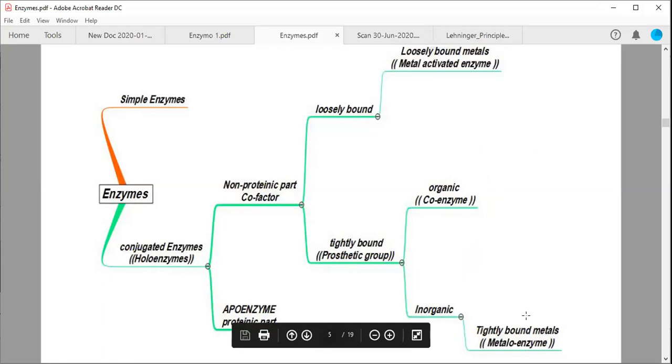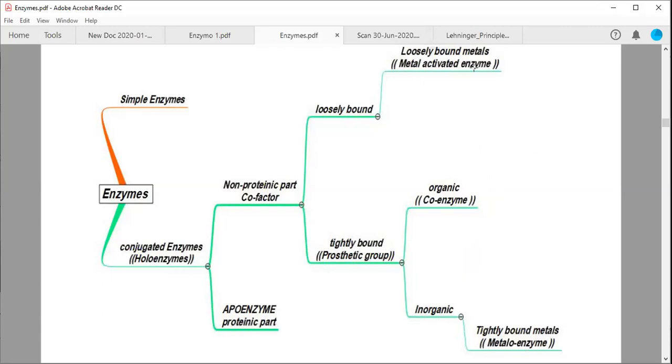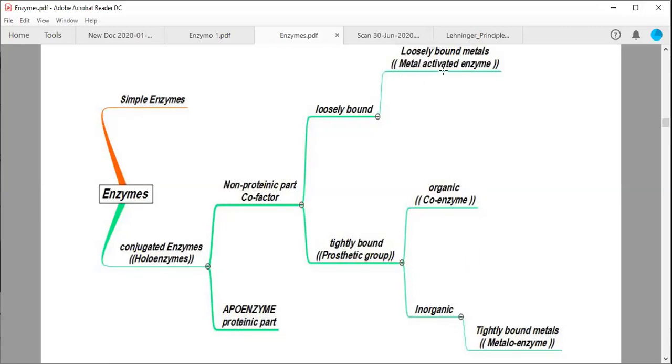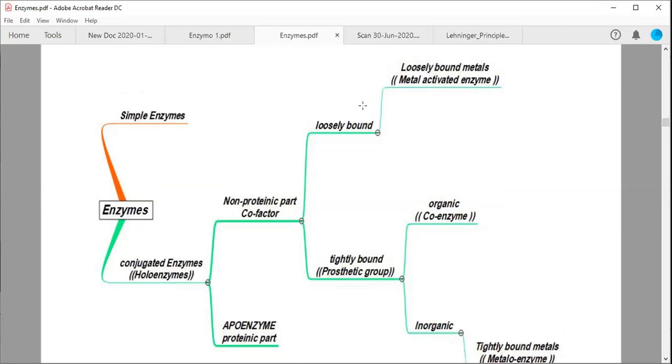And there is another category in which these are loosely bound. So these same metal ions, metal activated enzymes, are loosely bound generally. So the metalloenzymes are the kind of enzymes which have tightly bound metal ions with the enzymes, whereas if they are loosely bound, they are not generally metalloenzymes. There, the metal ions are required, but only to activate the enzyme.